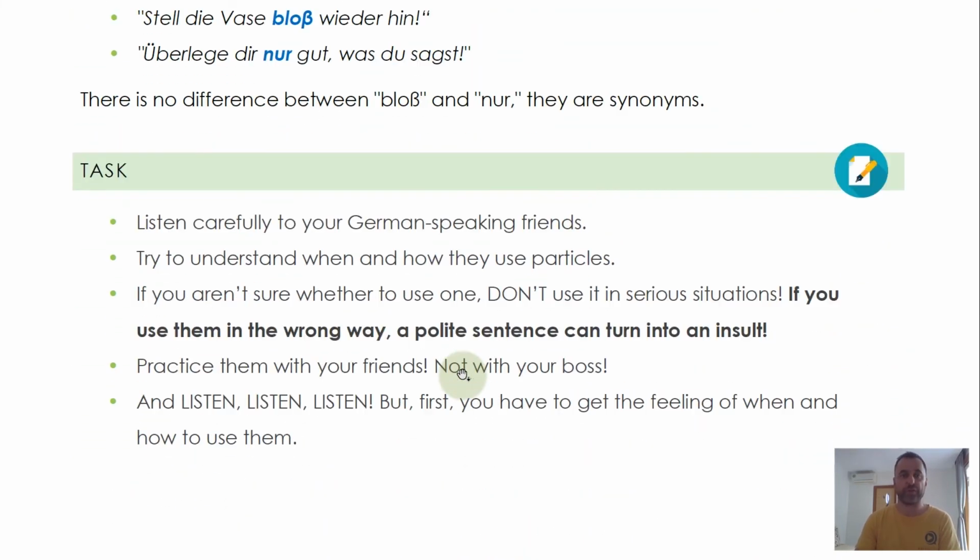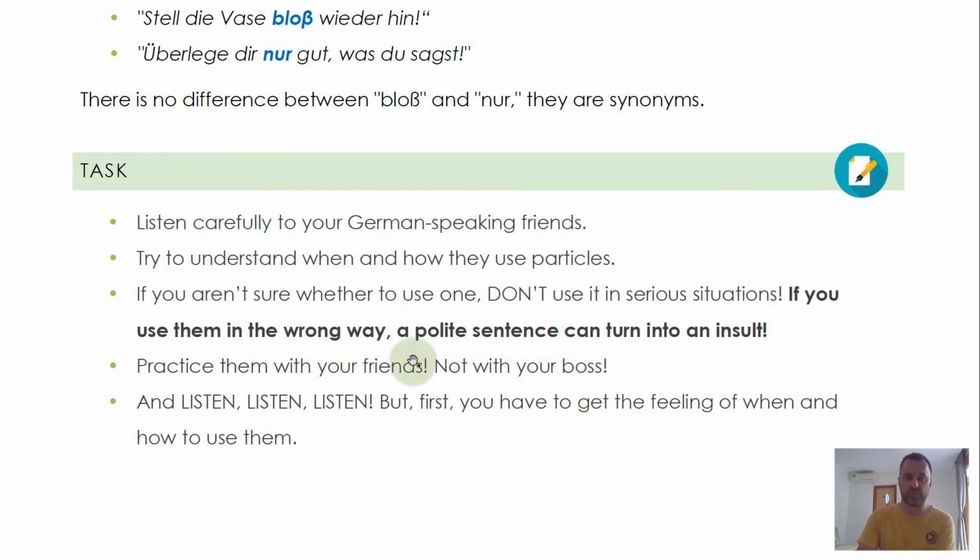As a task for you, always listen carefully to your German-speaking friends, because you might realize right now it's not very straightforward when to use them. So my recommendation, always try to understand when your German-speaking friends use those particles. And very important, if you aren't sure whether to use one or not, don't. And especially don't use them in serious situations. If you use them a wrong way, the polite sentence can turn into an insult. So big no-go with your boss.